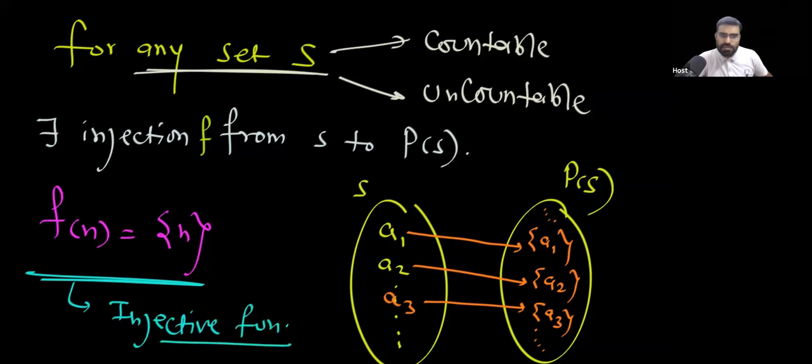Is this a surjective function? No, this is not a surjective function. A lot of sets are not covered. For example, the set containing A1, A2, A3 has no pre-image. The empty set phi also does not have any pre-image. S also does not have any pre-image. So like this, I hope you understood.